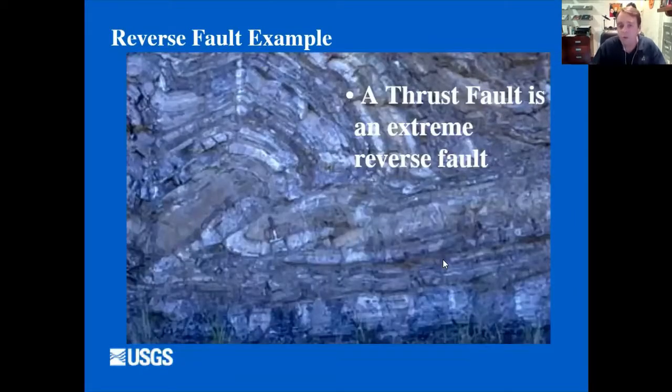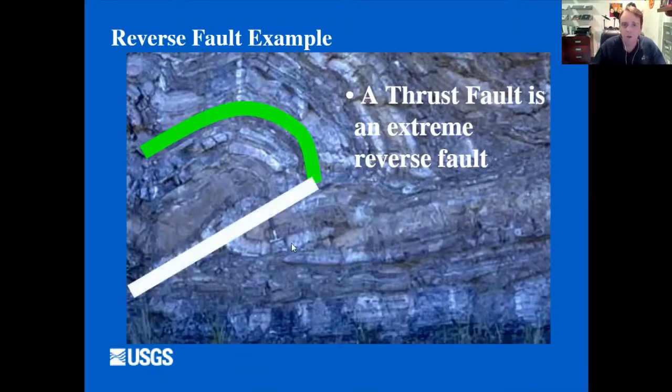A thrust fault is just an extreme reverse fault. And this one is kind of neat because you can actually see the rock had deformed for quite some time before it actually slipped along the fault plane. So here's that deformation, that curve, here's your fault line. That's where it was originally. So again, the earthquake occurred when this slipped up. Compressional stress, thrust fault.